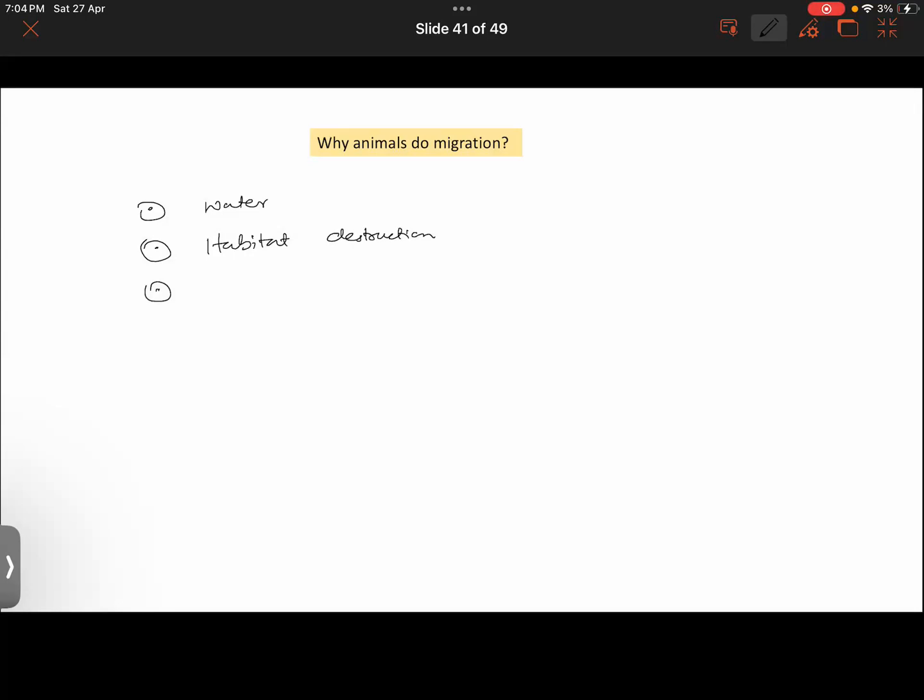In rare cases, a few species of animals migrate from one place to another in search of a mate. So for mating also they do. There are some animals that migrate for mating. Getting it? What's mating? Mating, basically, is reproduction. So there are some very rare species of it.